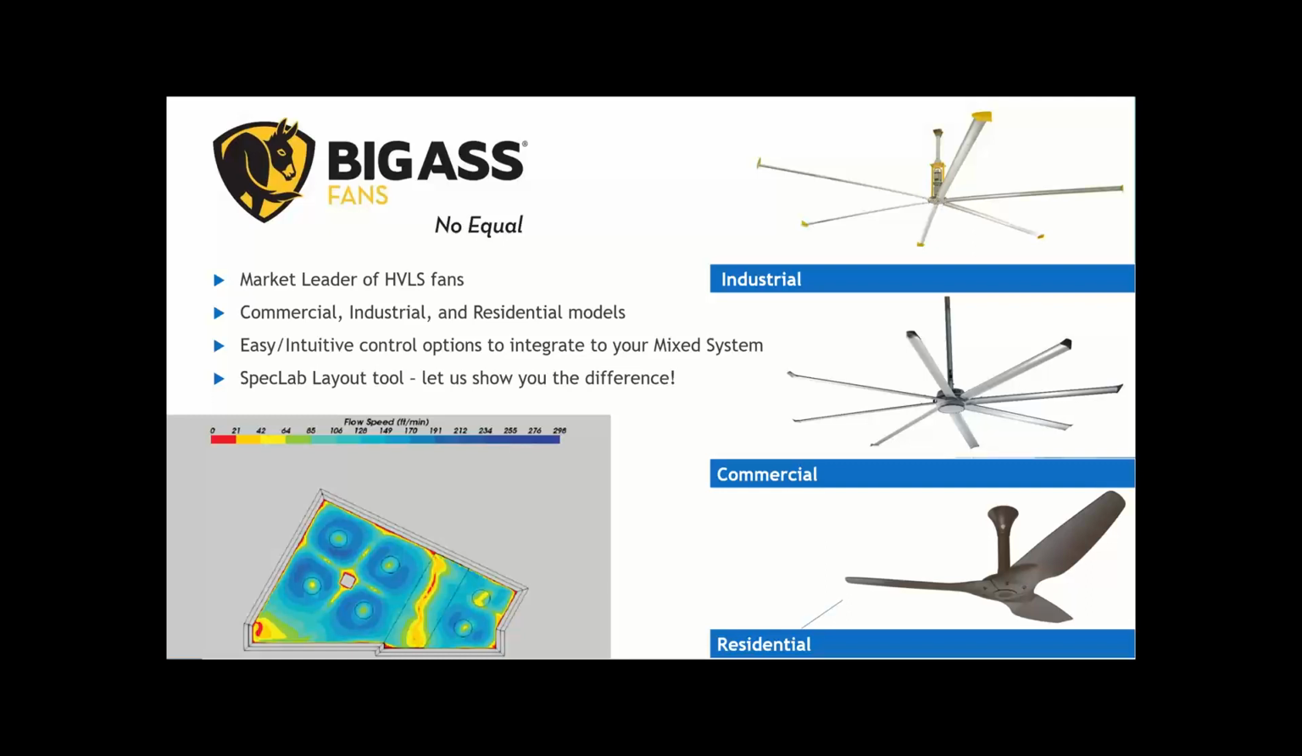Always let us show you the difference as well. The bottom left is an example of the Spec Lab layout tool that we have. That's a real example of a job I've done previously with an engineer who wanted to see exactly how the space would look in terms of airflow speed. We were able to provide that with their CFD tool in the Spec Lab layout tool. So if you ever have a layout, please reach out to us and we'll show you exactly how it would look in the space.